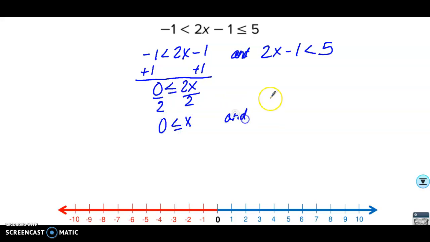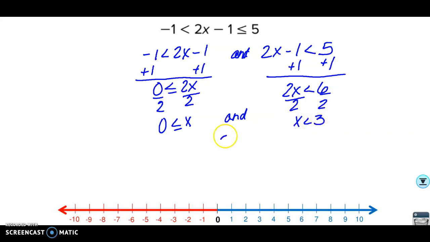And on this side, add 1 to both sides. That gives me 2x is less than 6. Divide both sides by 2, and we get x is less than 3. To write this in set builder notation, we have x, pike, and we're going to bring it all back together again because we can with an and. We'll have 0 is less than or equal to x, which is less than 3.